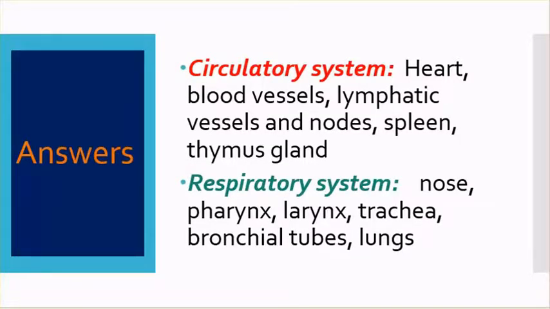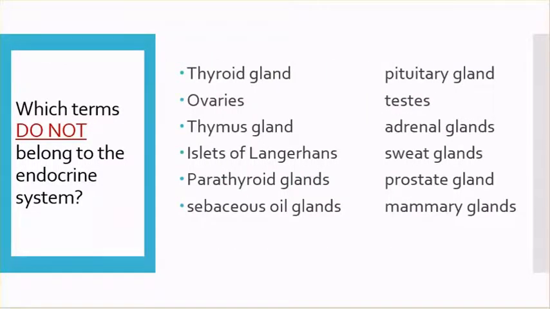The circulatory system includes the heart, blood vessels, lymphatic vessels and nodes, spleen, and thymus gland. The respiratory system includes the nose, pharynx, larynx, trachea, bronchial tubes, and lungs. Which terms do not belong to the endocrine system?